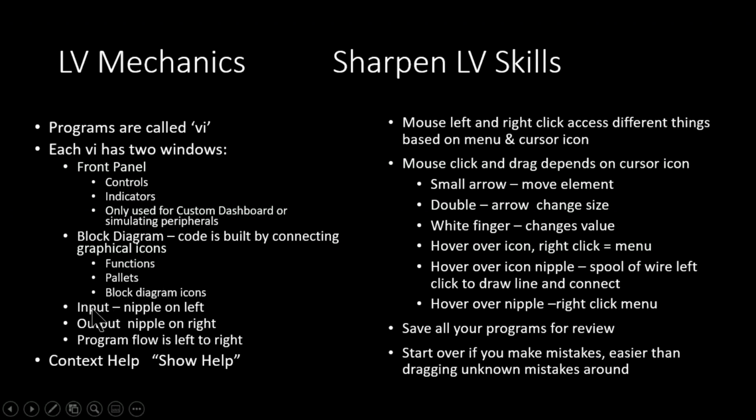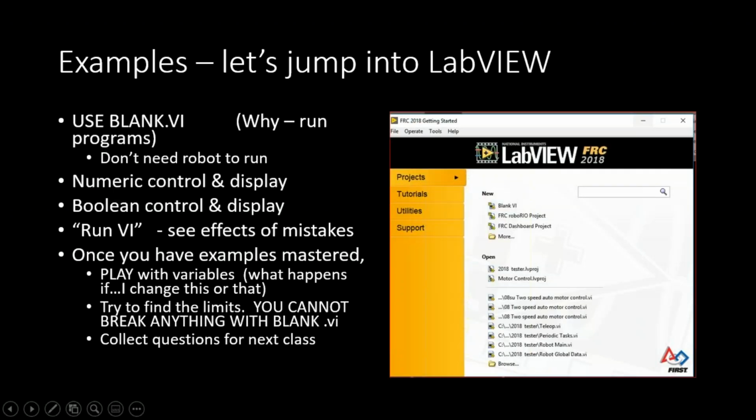On the block diagram, the inputs, I refer to the nipple on the left of each icon, and the output is on the right side of the icon. The program flow is from left to right. And I encourage people to use context help, especially in the front end of things. You can replay the video at your own speed and review all this stuff rather than me going through and reading it.